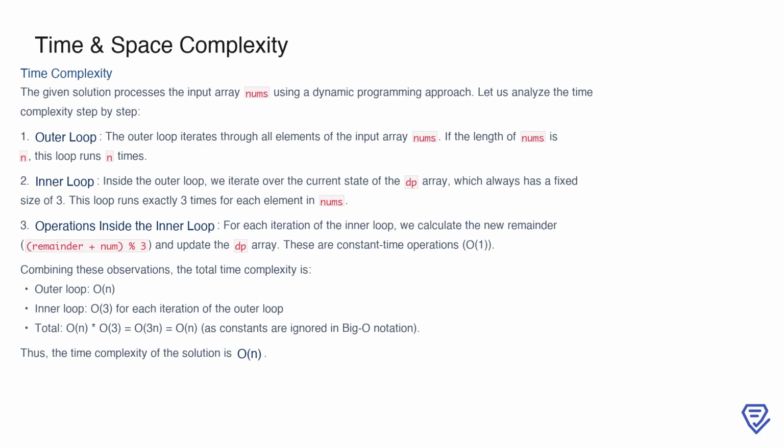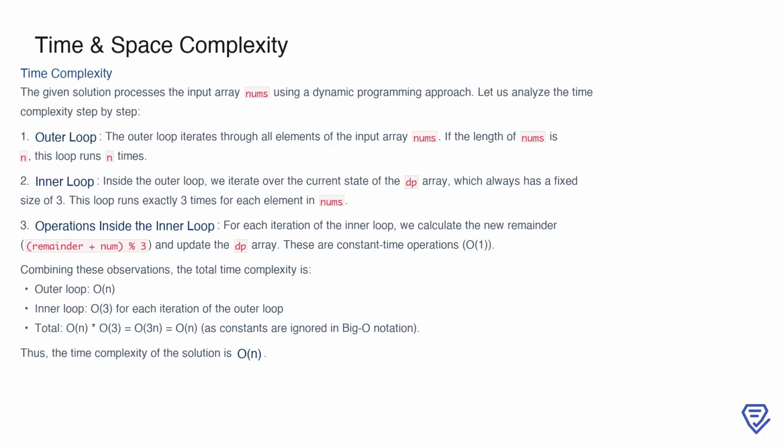Here, we analyze the time complexity of the solution. The process begins with an outer loop that iterates through all elements of the input array nums. If the array has n elements, then this loop will run exactly n times. Now, within each iteration of the outer loop, we have an inner loop that works with the dp array. This DP array always has a fixed size of 3, representing the 3 possible remainders when dividing by 3.